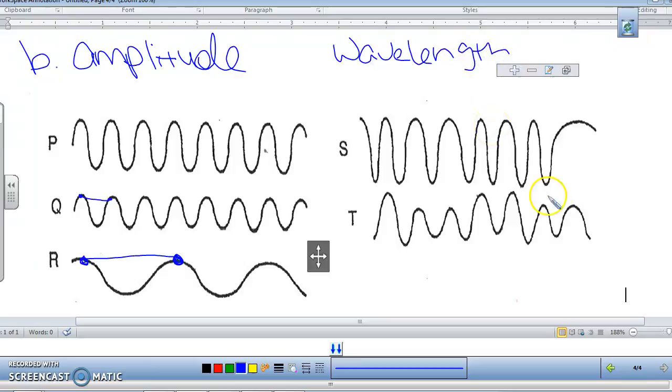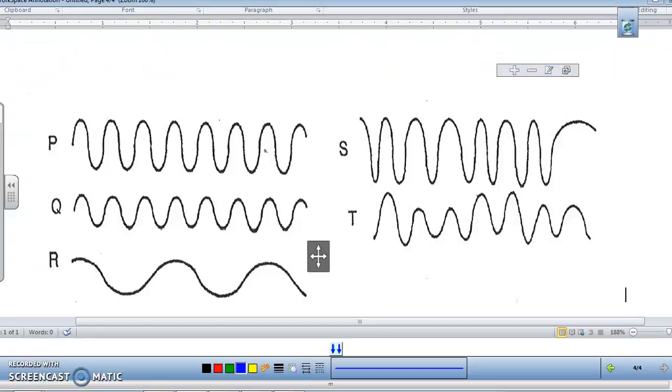On letter C, it says wave blank shows a steady frequency but changing amplitude. So we're looking for the one where waves start pretty frequently. They're happening at a pattern, but their height is changing. So the only one that has a height that changes is T.